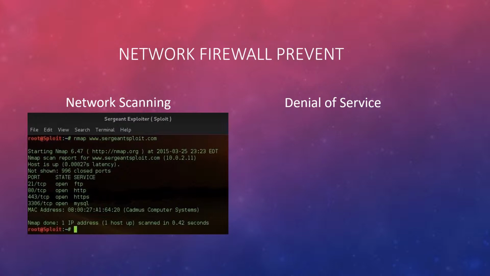It works at the layer 3 level, IP and port. You can say, I only want people coming into my network from the outside with these particular ports, and it's okay if they come in. So that's one thing it can prevent.